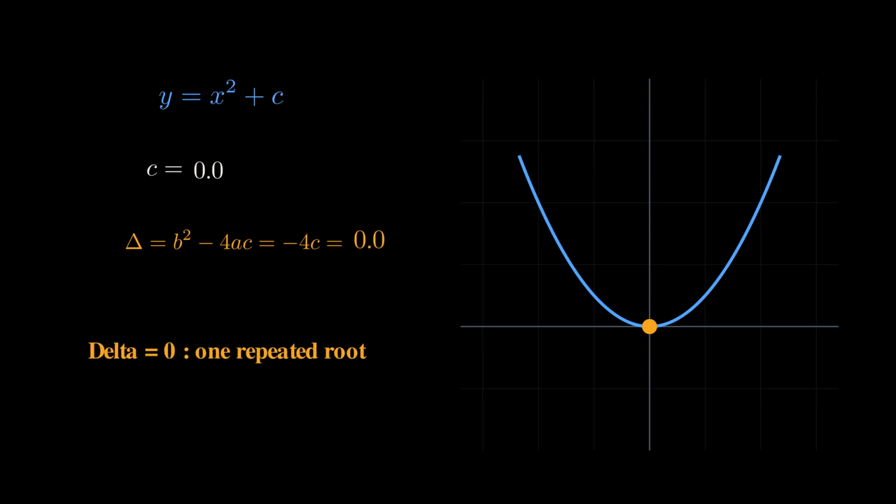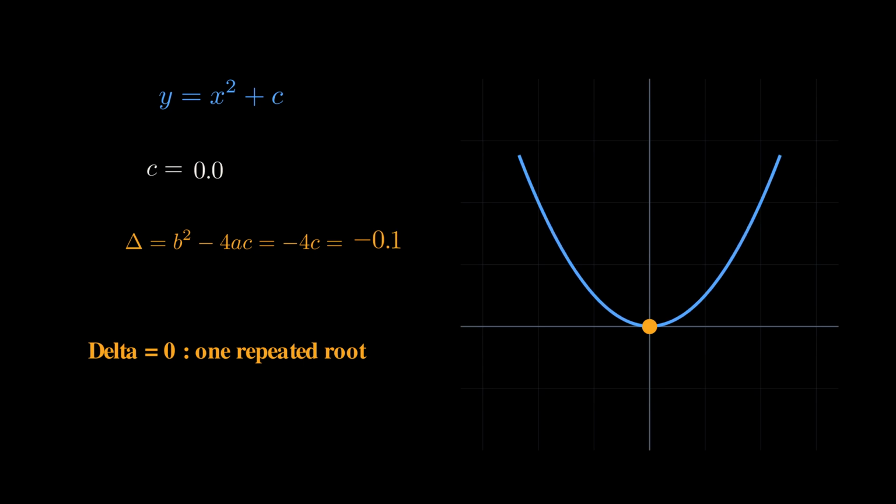Delta is exactly 0. The parabola no longer crosses the axis. It just touches it. A single tangent kiss at the origin. That's the knife edge. 2 roots have become one repeated root.